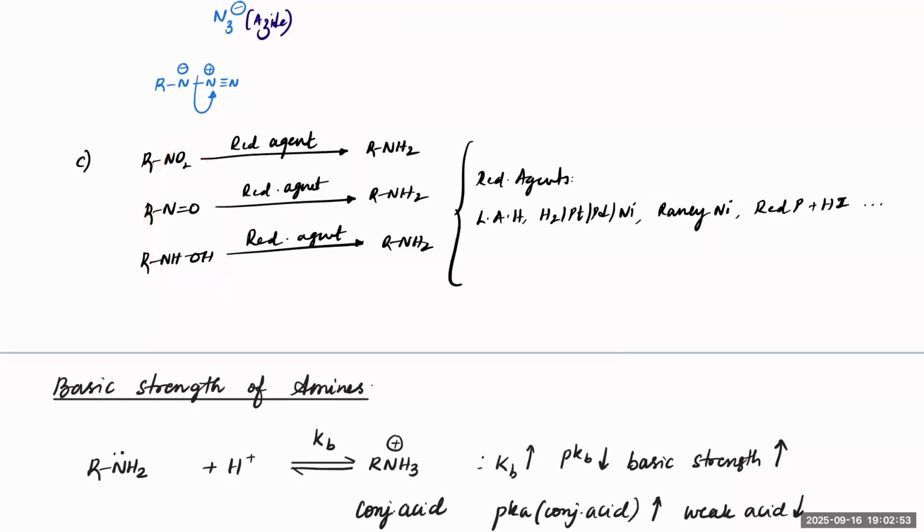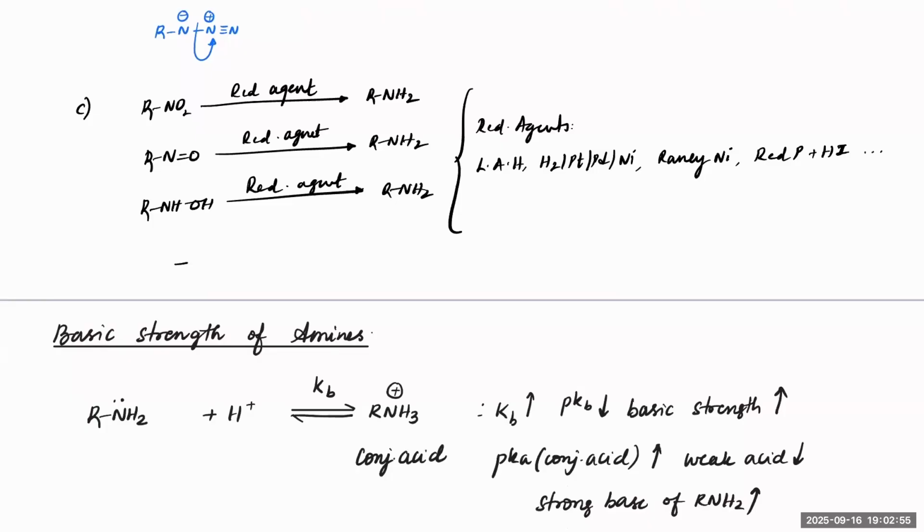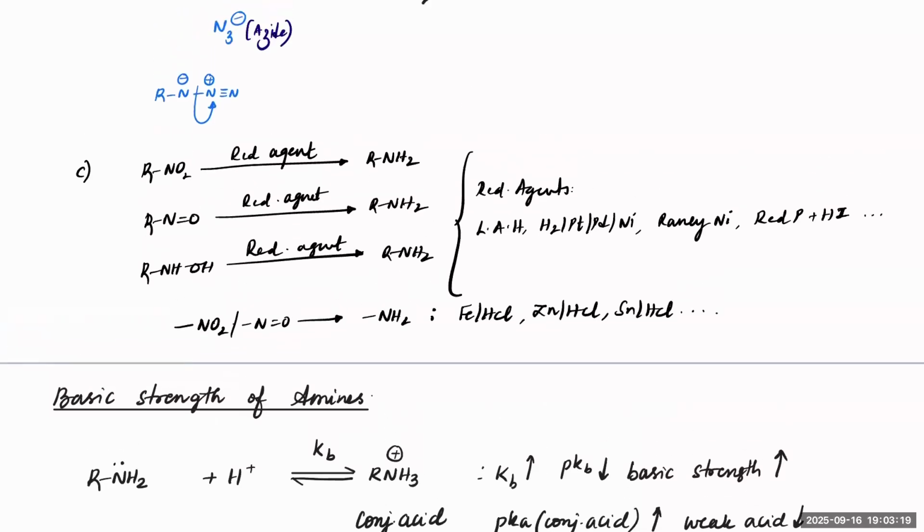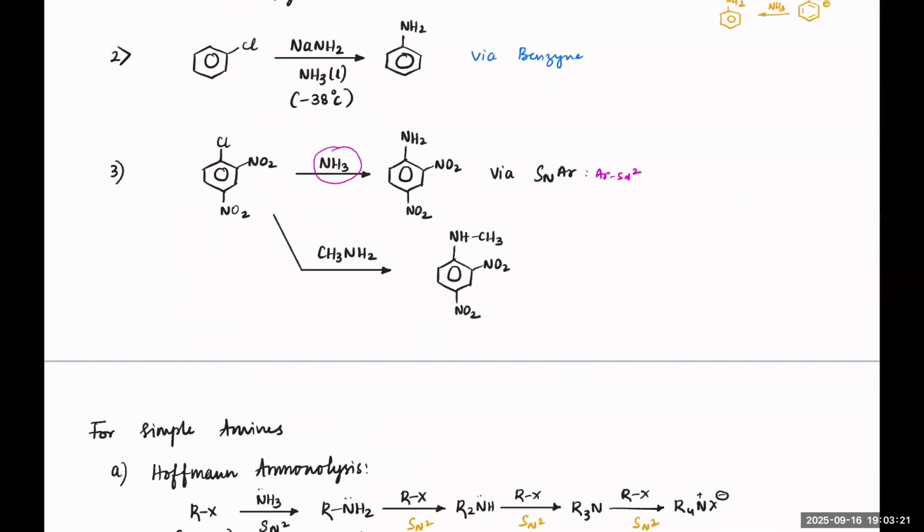In fact, especially if your question is only from nitro or nitroso towards any form of amine, you can also get this from metals in acidic medium. Iron in HCl, zinc in concentrated HCl, tin in concentrated HCl. Even they can be used as better reducing agents. All of them will push them to form amines.